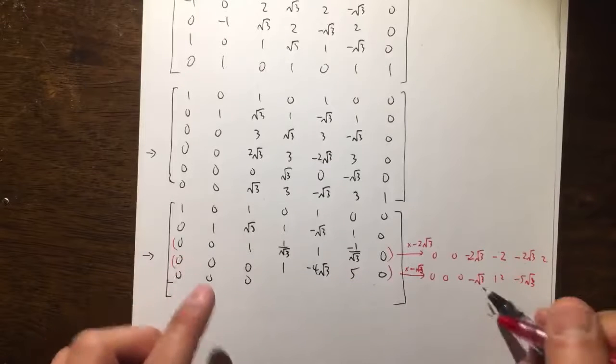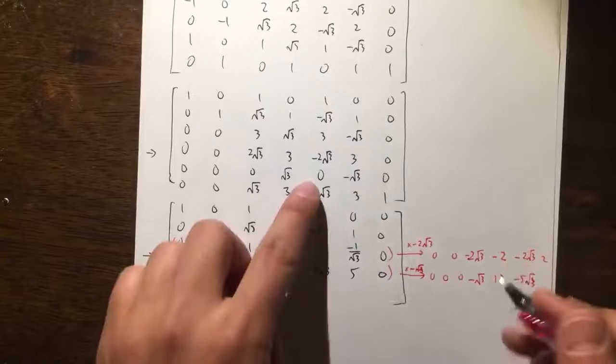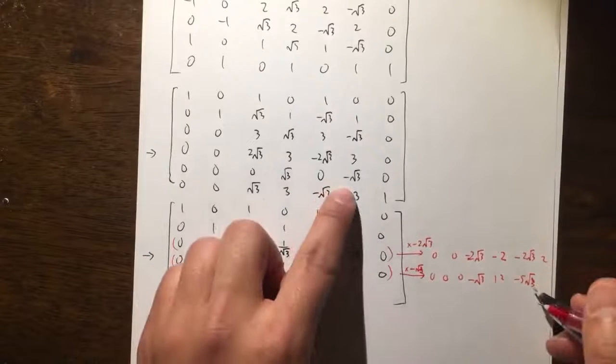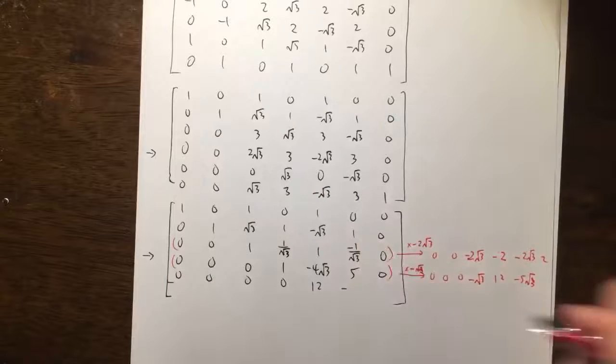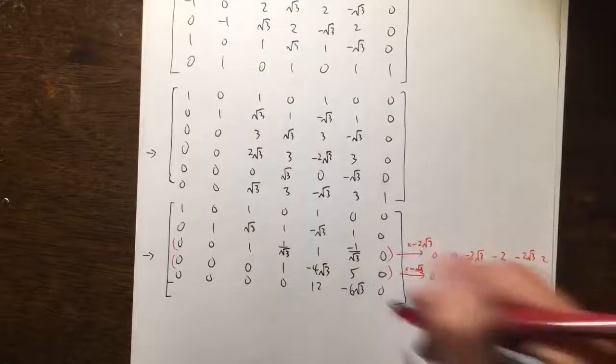And now I'm going to add this and that together. So that's how we will end up with 0 here. And then I will add this and that together. That's going to be 12. And then I will add this and that together, which is going to be negative 6 square root of 3. And lastly, we have the 0 plus that 0, so it's still 0.